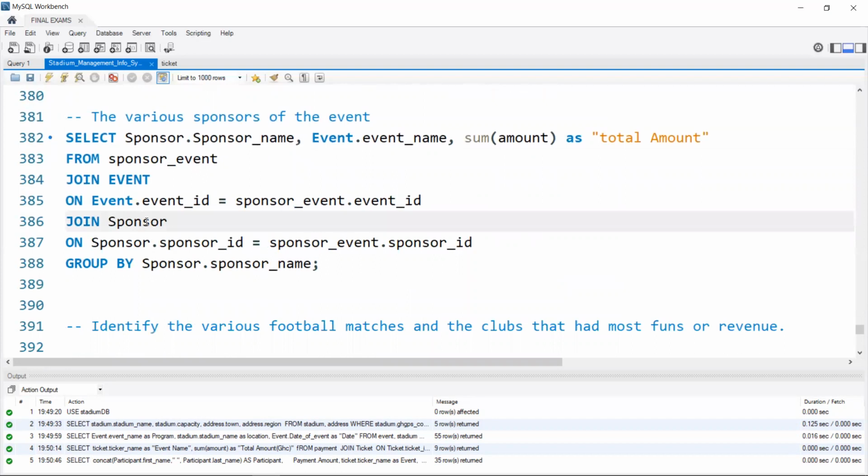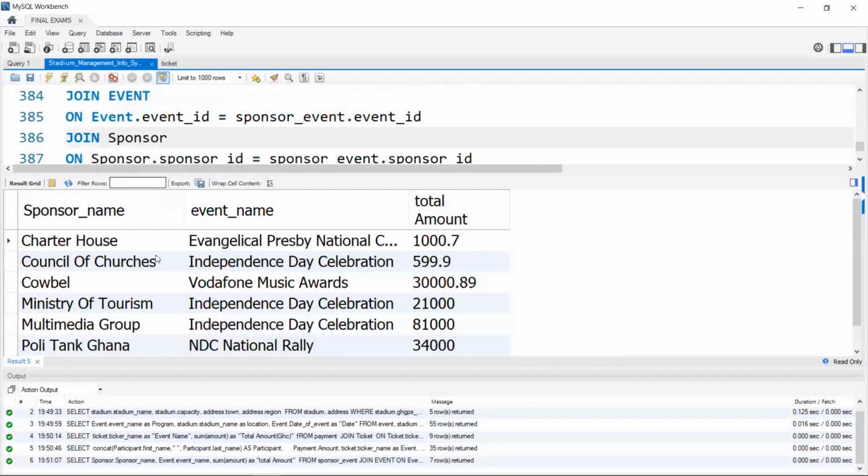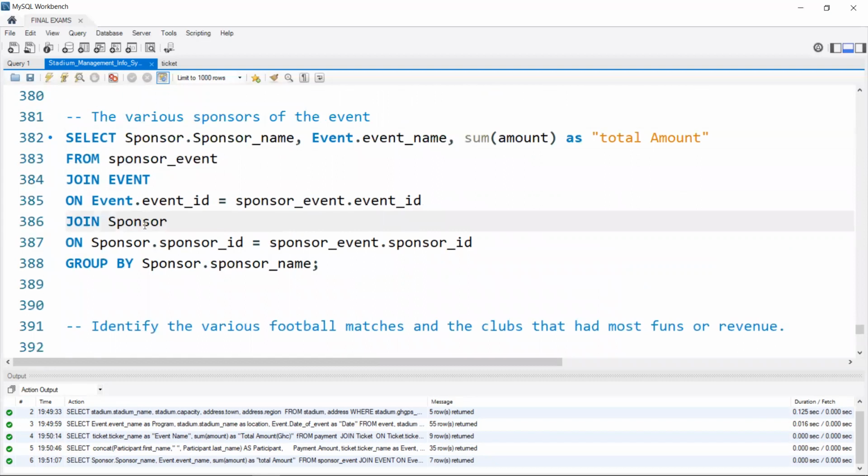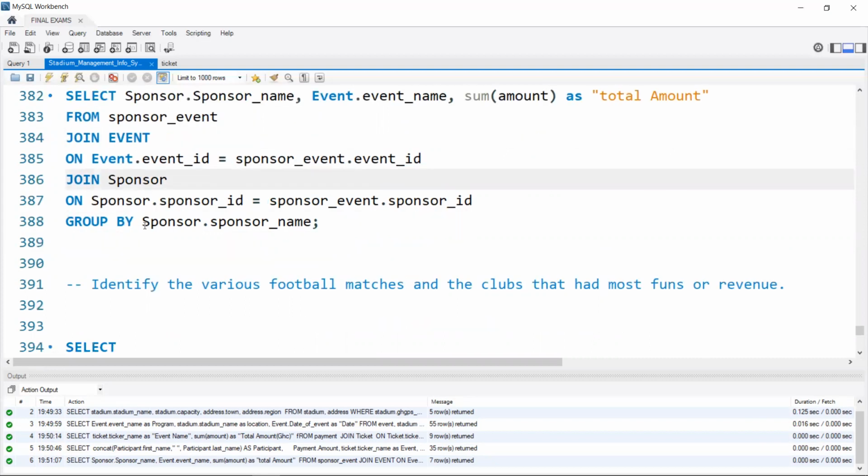And then we have the various sponsors of the event, right? The sponsor, how much did they pay? Whoosh, that's a lot. Some actually paid as much as 30,000 cedis for the Vodafone Music Awards. So these are the various sponsors, and again, into the query, we have the join event, we have join inside, we have group by, and the likes.